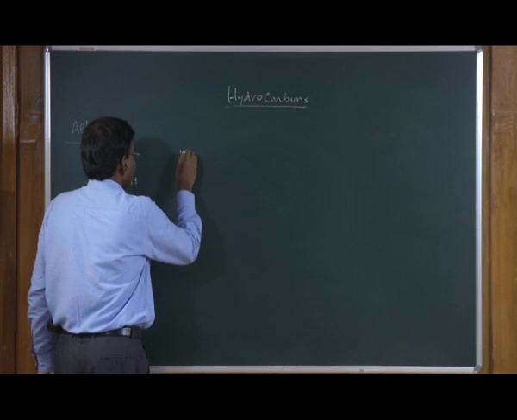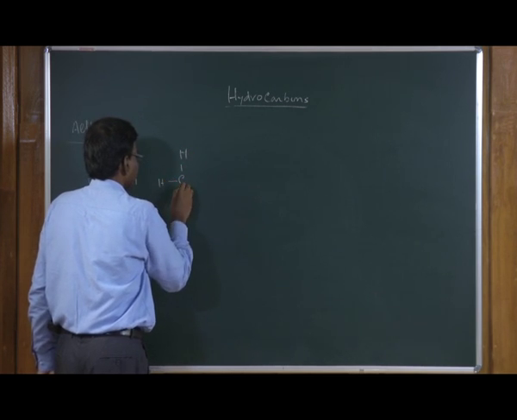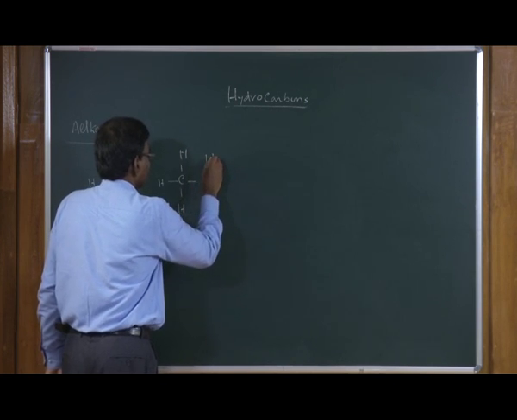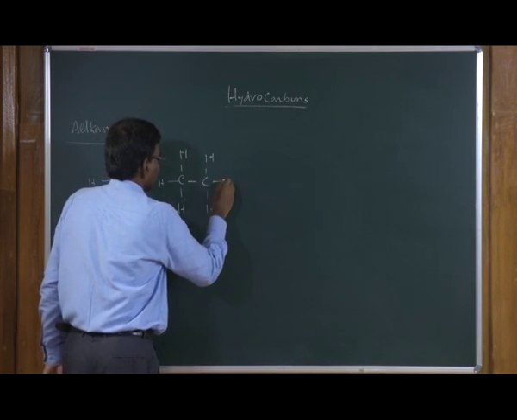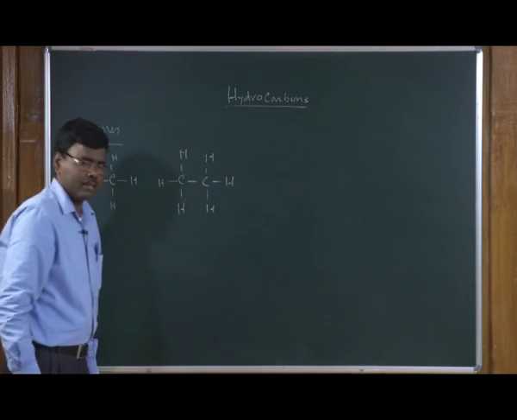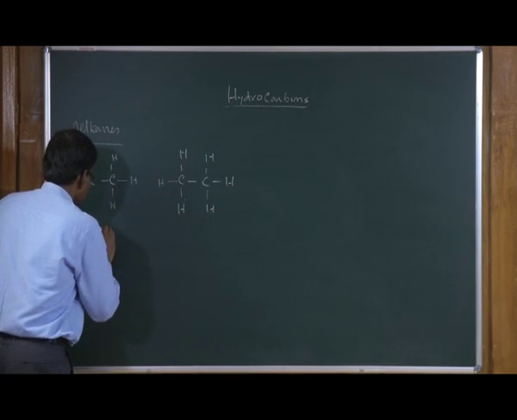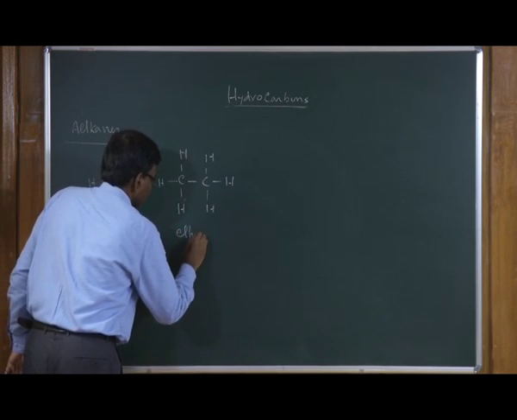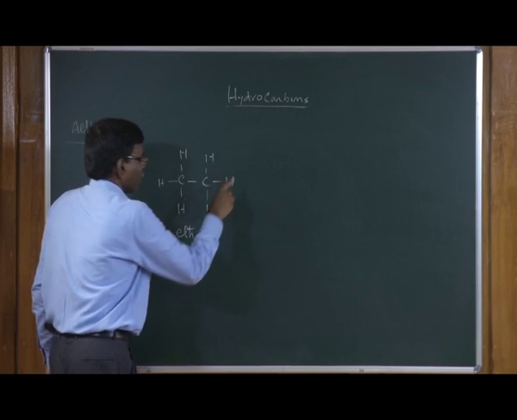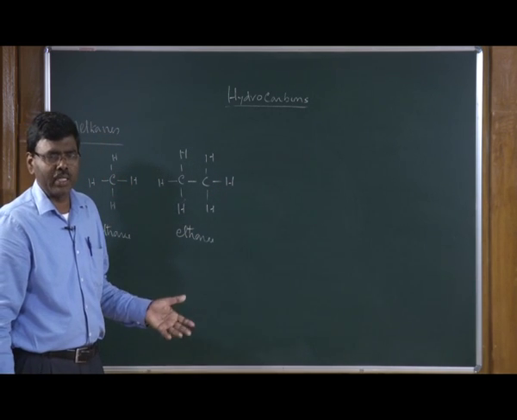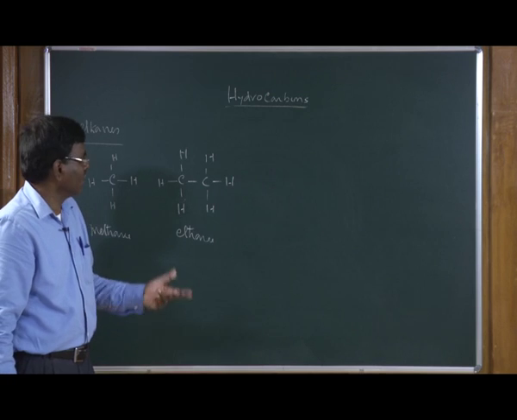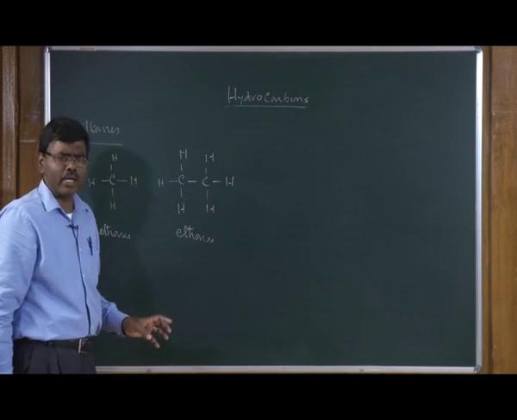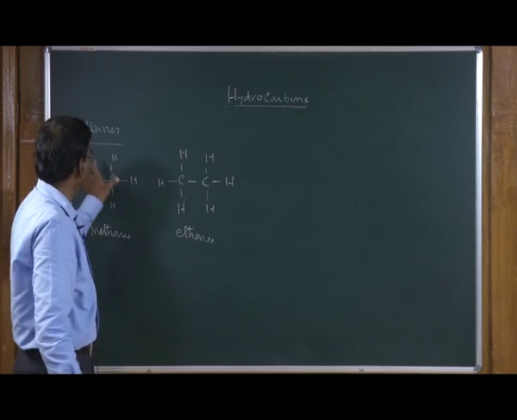If we replace one of the hydrogens with a methyl group, then we get the next series, ethane. This is called methane, this is ethane. You can go on, replacing the hydrogen, and you will get propane, butane, or the corresponding alkanes. First, let us look at the structure and bonding of alkanes.